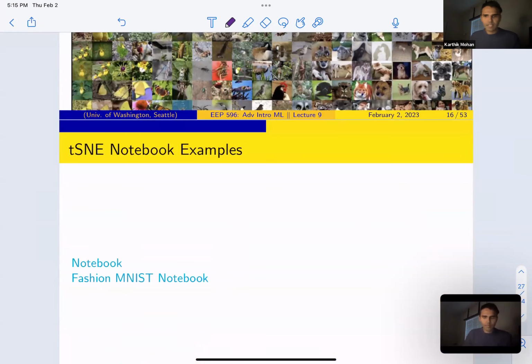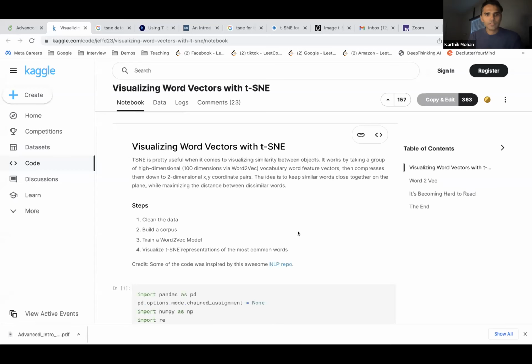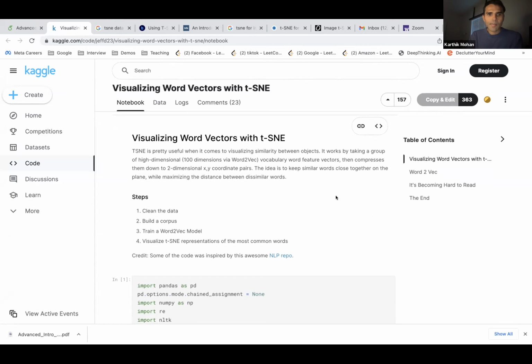Let's take a look at some examples of notebooks on this, and I've referenced them, so you can also take a look. Let me just stop sharing here. So this is visualizing word vectors using t-SNE, right? You may have a data set that has a set of sentences, and then from those sentences you get words, and for those words you want to visualize. So you're not visualizing all the words, but words that are present in those sentences and documents, right?